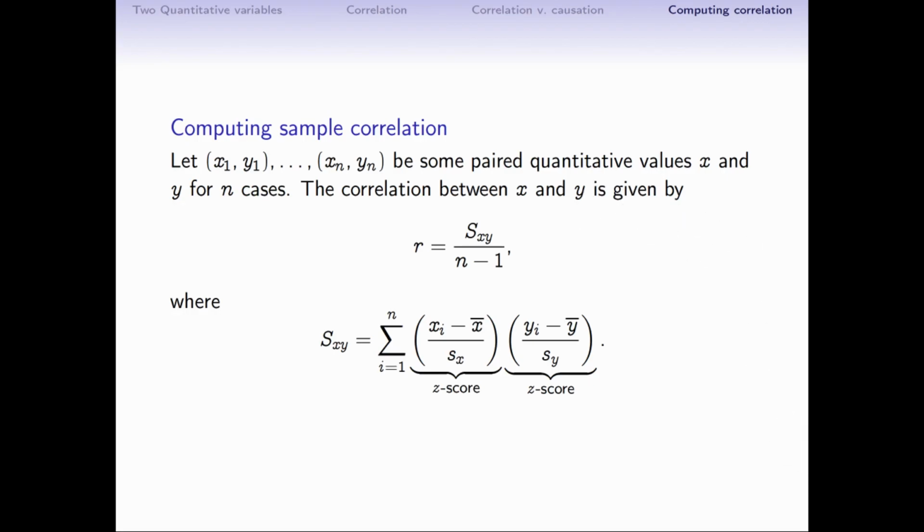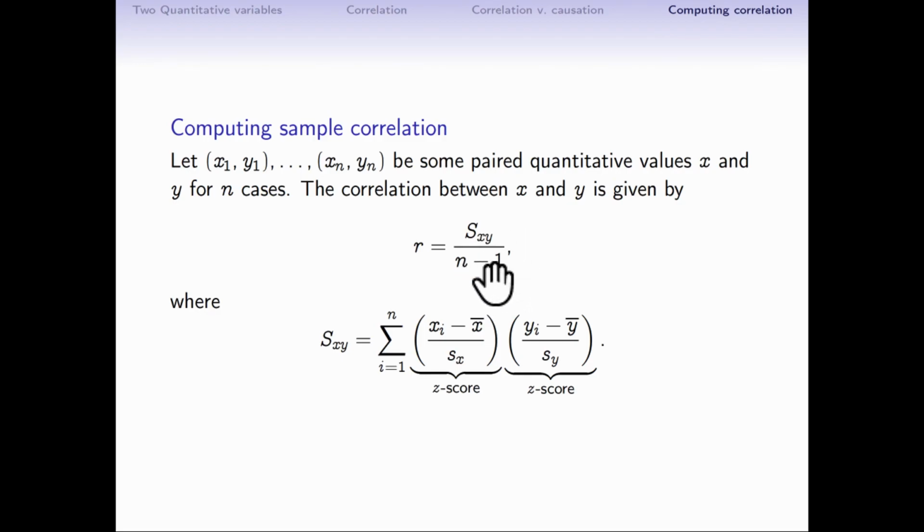Okay. The correlation between x and y, in other words, the correlation of that entire scatter plot, is given by the formula R equals S sub xy divided by n minus 1. So if n is the entire size of the sample, this denominator here will be 1 less than the sample size. Now, what we have to explore in some detail is what is in this numerator.